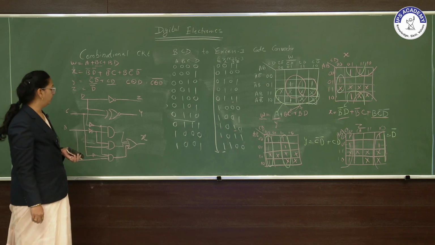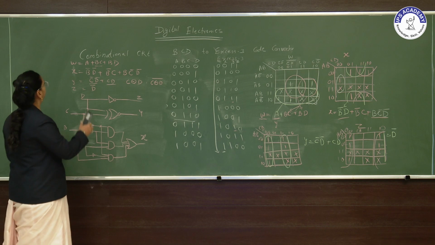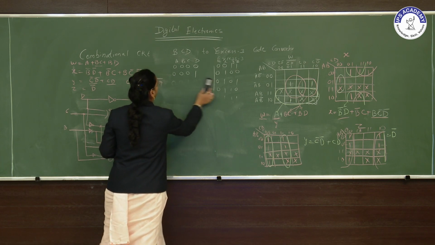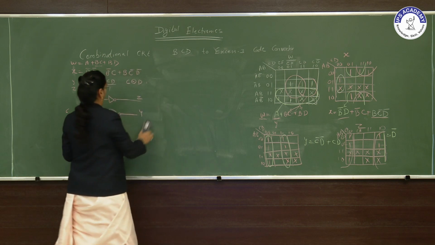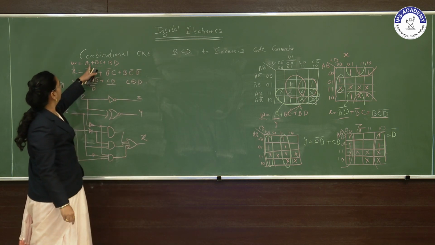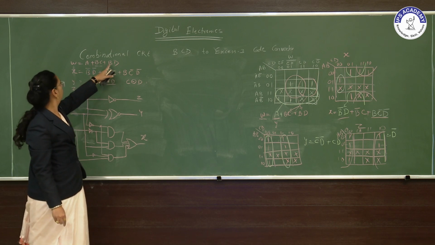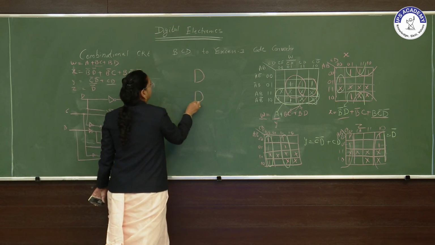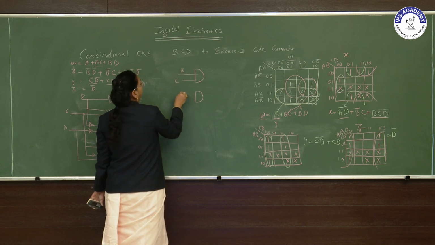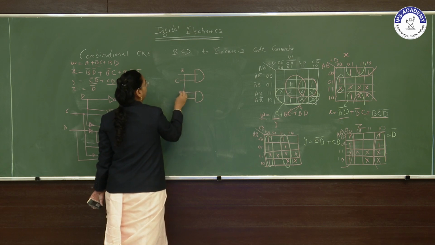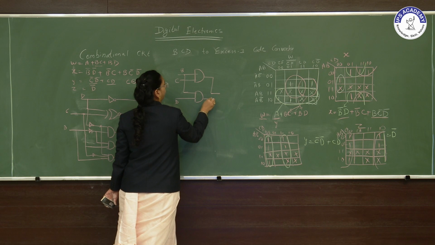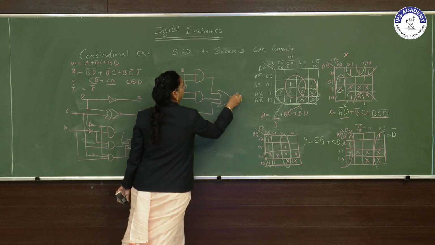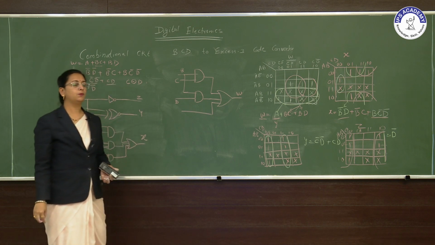Now we have to implement W. For W, we have to use A or BC or BD. So we have to use two AND gates and one OR gate. So one AND gate is this, another AND gate is here. Here the inputs B and C, and here the inputs again B and D. And the third input for the OR gate is A. So here is the logic circuit for W.